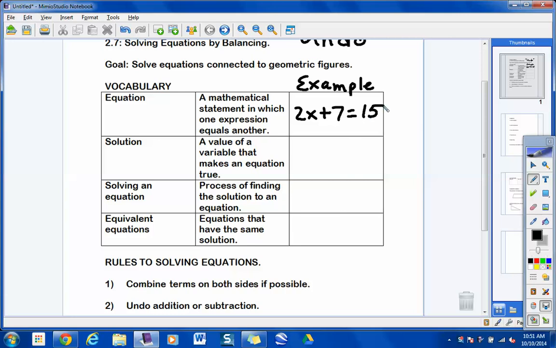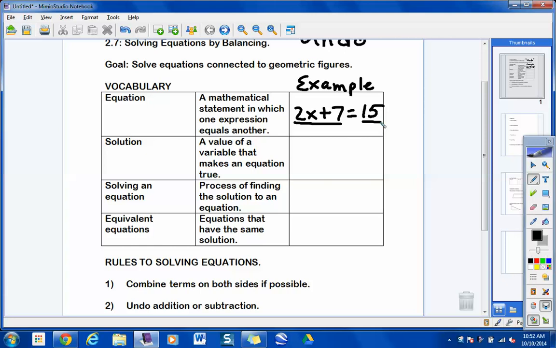Just real quickly, does anybody know the answer to that off the top of their head? 2 times some number plus 7 equals 15? Four. Who said 4? Yeah, 2 times 4 would be 8, and 8 plus 7 would make 15. Yeah, 4 would work. That's pretty good. So an equation has one expression on the left equal to another expression on the right. Typically, one expression is a variable expression and the other is numerical, at least in this section.